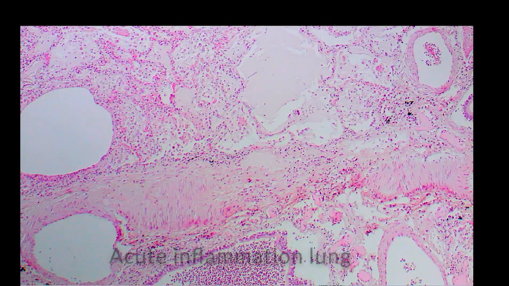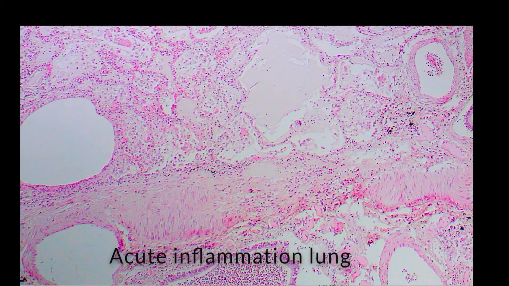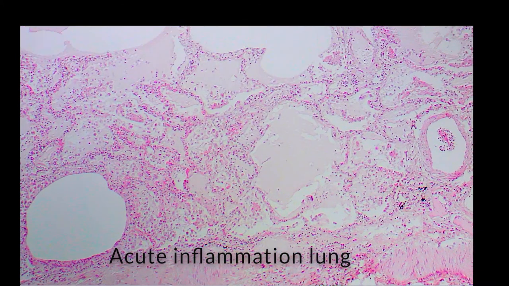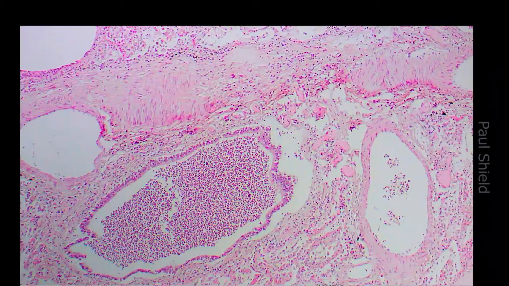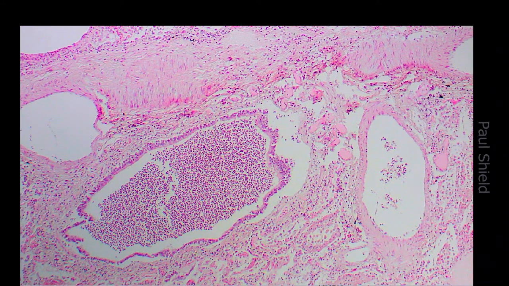Here's an example of acute inflammation in the lung. You can see here the alveolar structure is still preserved. You can see those alveolar septa running through there, but this looks a lot more cellular than normal. Here's a bronchus, and you can see it's filled with pus, really, white blood cells.